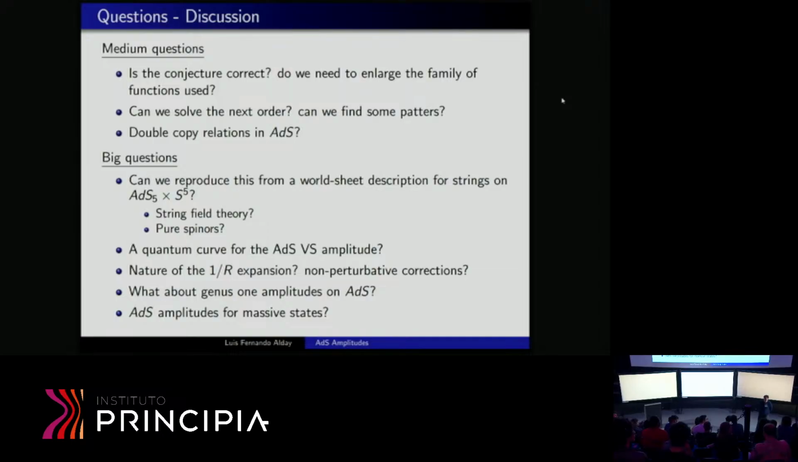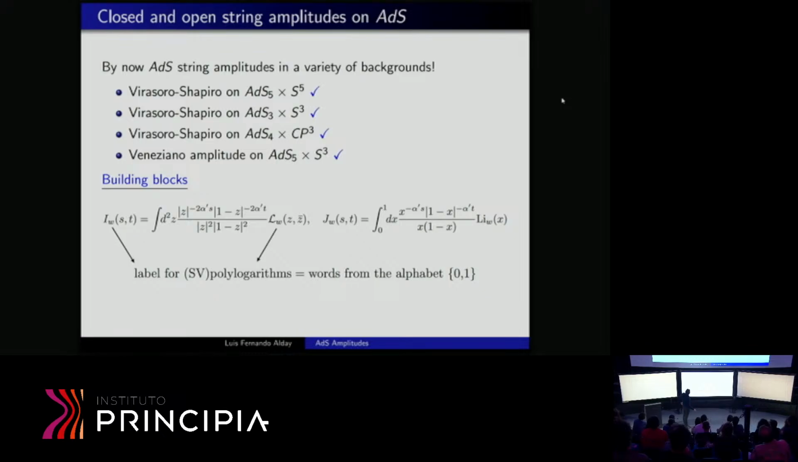So for the open string case, you don't have single-valuedness anymore. So that means your basis is much bigger? No. Right, that's a very good question. Notice that there is a one-to-one correspondence between harmonic polylogs and single-valued polylogs.